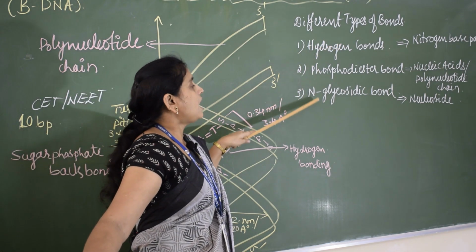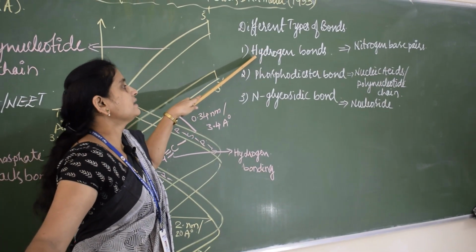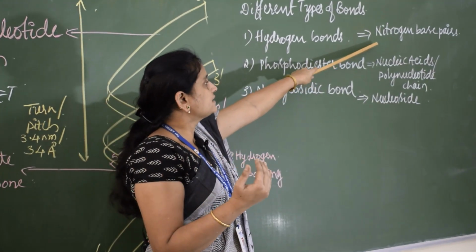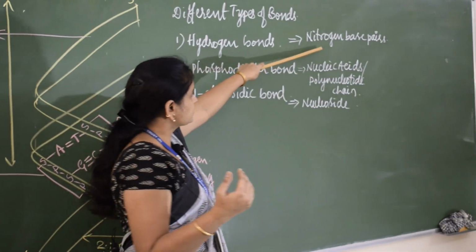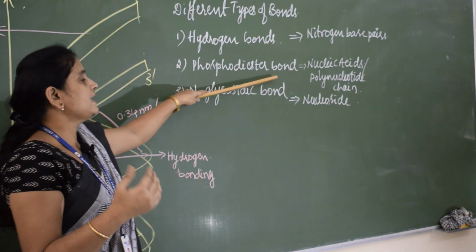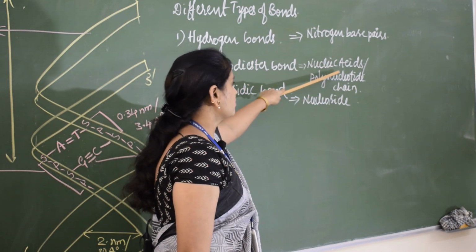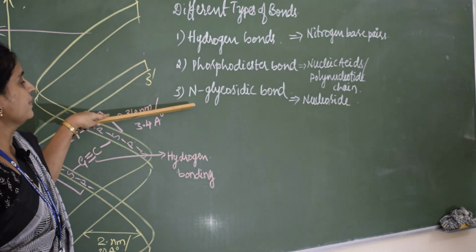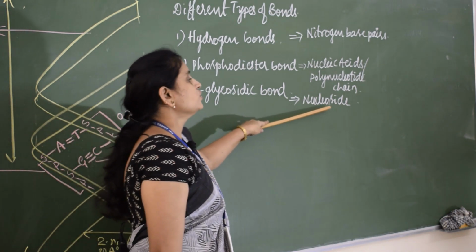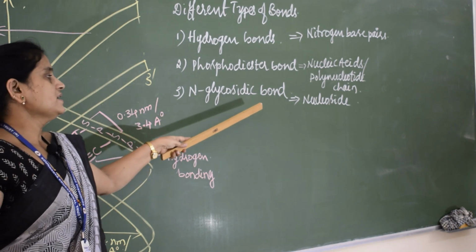In addition to that, you must know how many bonds occur in the DNA. So there are three different types of bonds you come across in the DNA. One is hydrogen bonds, which pair or link the opposite nitrogen bases of the opposite strand. The phosphodiester bond links the adjacent nucleotides to form a polynucleotide chain or nucleic acids. And another one is the N-glycosidic bond, which links the nucleoside, that is nothing but the combination of the nitrogen base and the deoxyribose sugar.